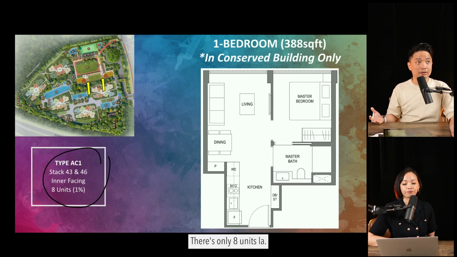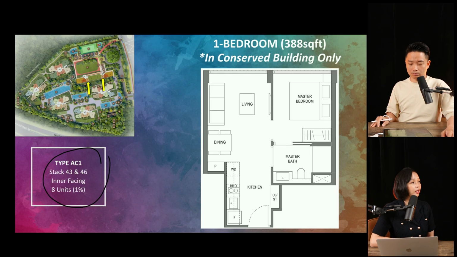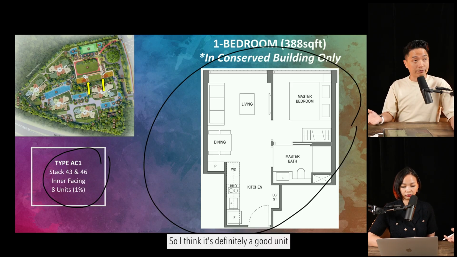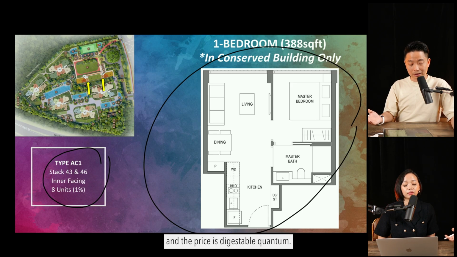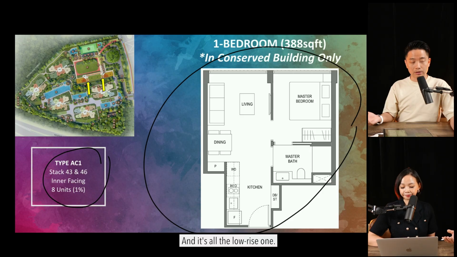There's only 8 units. And this one, the aircon ledge, I heard is in the basement. Right? Then there's no balcony. So the 388 square feet, this one, everything is built in. So I think it's definitely a good unit and the price is definitely right. The rental will be good. But whether you can get a unit is another thing. And it's all the low-rise one.